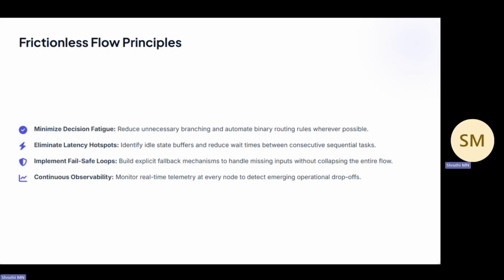And the fourth is continuous observability.